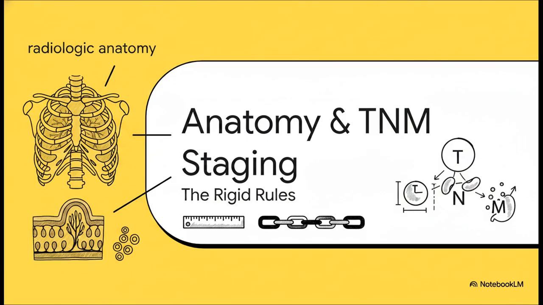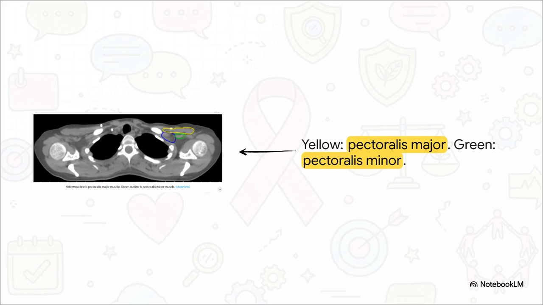Section 1. Anatomy and T&M staging. The rigid rules. To target the axilla accurately, you absolutely have to know your borders. Check out the anatomic borders of the level 3 axillary nodal basin here. See that yellow outline? That's your pectoralis major. And the green outline right underneath it is the pectoralis minor. For your board exams and, frankly, just for your everyday contouring, you've got to remember that the lateral border of level 3 is strictly defined by the medial edge of that green structure, the pectoralis minor. Its superior border is where the pec minor inserts into the coracoid process. Just lock that visual right into your memory.